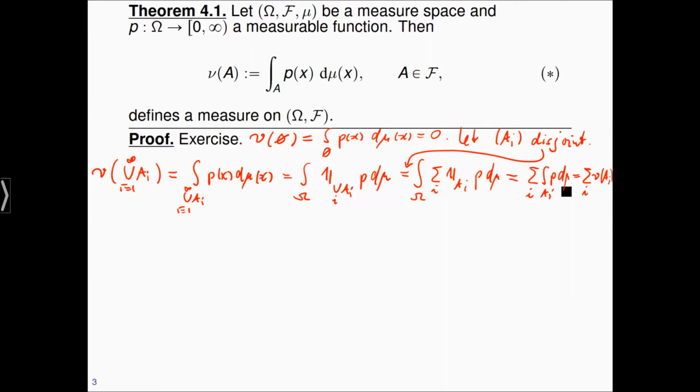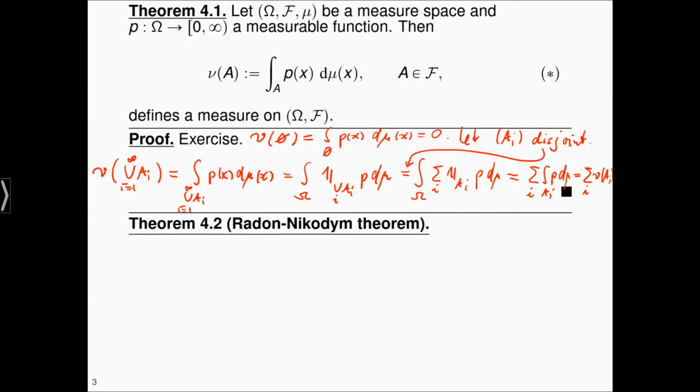This was a warm-up, and we can now formulate the main theorem of this section, which is the Radon-Nikodym theorem. And roughly speaking, the Radon-Nikodym theorem says that the relation that we saw here in star between nu and mu, so that there is a function p such that nu can be represented with the help of the function p and the measure mu, this is equivalent to another property. So let's formulate this theorem.